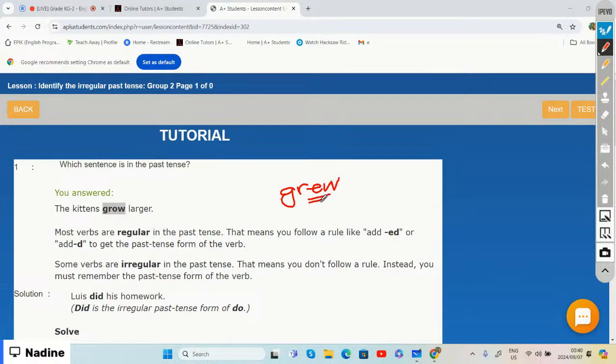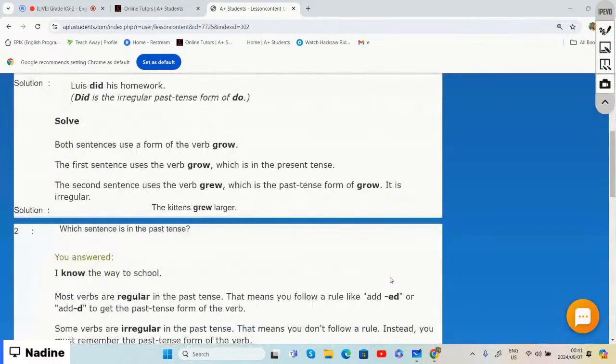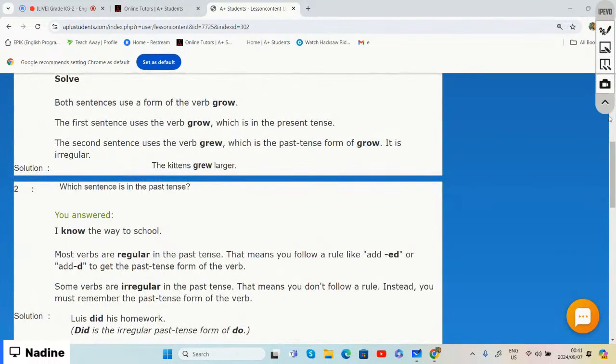larger. You see, this grow is similar to flew: grew, flew. So it also doesn't sound correct. It doesn't sound right, but it is right. So grow and grew. All right, let's look at the last one and then we're going to our test.